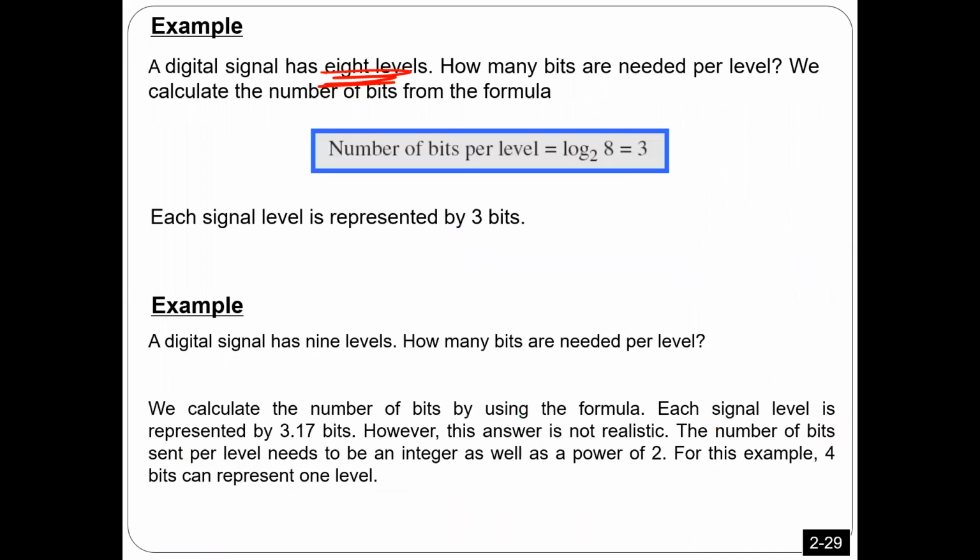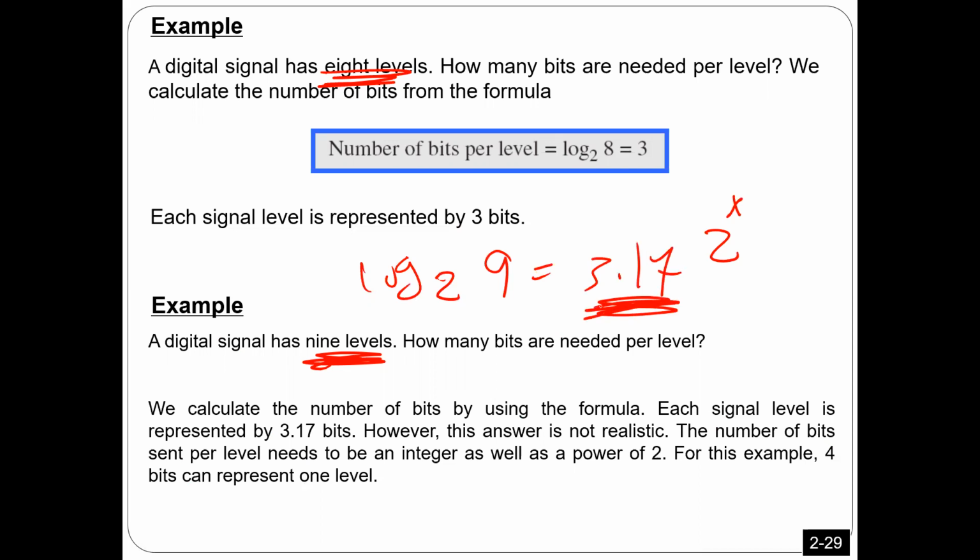Also, there is something interesting here. For example, what if I have 9 levels? It's interesting because this 9 is not 2 to the power of something. It doesn't give you 9. So let's see how it works. Now I have 9 levels, and how many bits can we represent there? As I told you, I'm going to get log 2 of 9, which is equal to 3.17. So I need 3 bits and 0.17 bit.